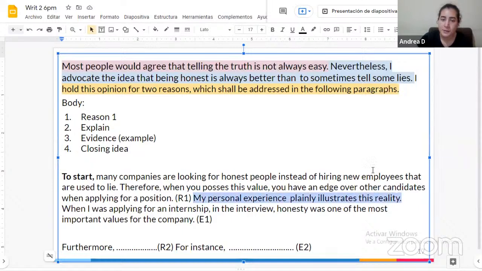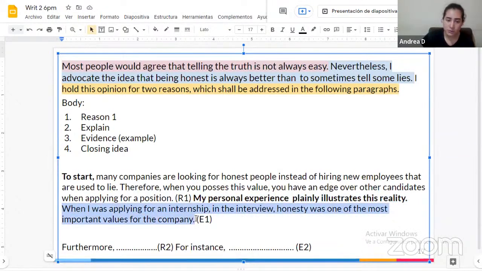Try to have a personal example because this is gonna give you the chance to do what Shamir was doing, right? Use different tenses, different grammar. So for example, here you're mixing the past continuous with the simple past, right? You're using larger structures, more complex sentences. So try to use at least one personal experience, and the other example can be just a general one. It doesn't have to be personal anymore. But in this one, try to tell a story. Okay, so when I was applying for an internship, in the interview, honesty was one of the most important values for the company. Now, what else can we say here for the example?